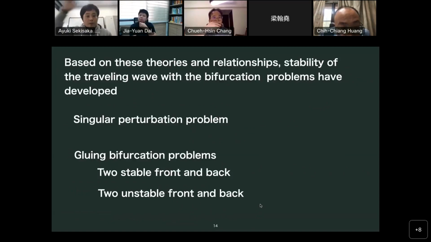Based on these theories and relationships, the stability of traveling waves and bifurcation problems have been developed, and there are many applications. For example, the singular perturbation problem and the gluing bifurcation problem. There are two types: two stable fronts and backs glued, and the pulse is stable or unstable. Also, two unstable fronts and backs glued into a pulse, and the pulse is stable or unstable. So there are many applications.